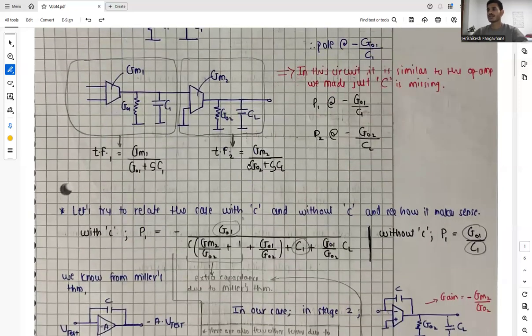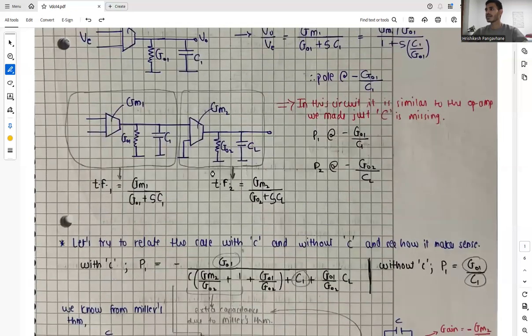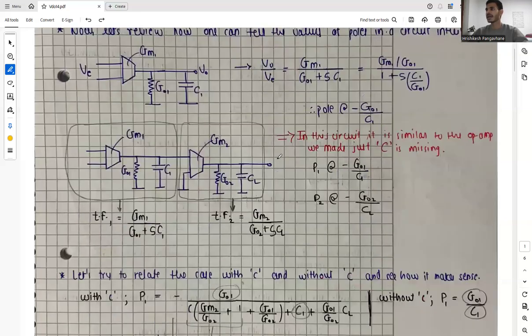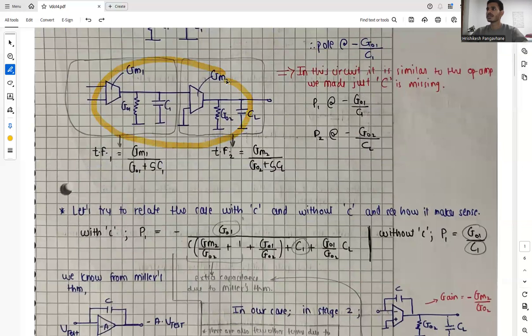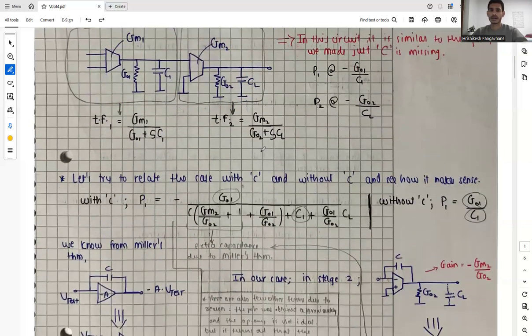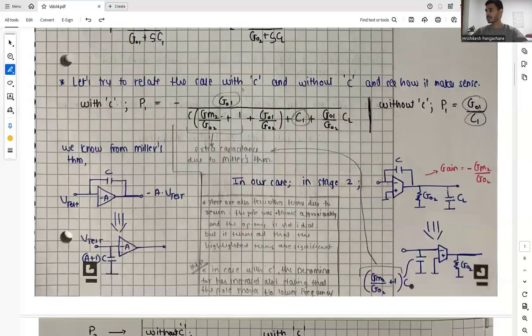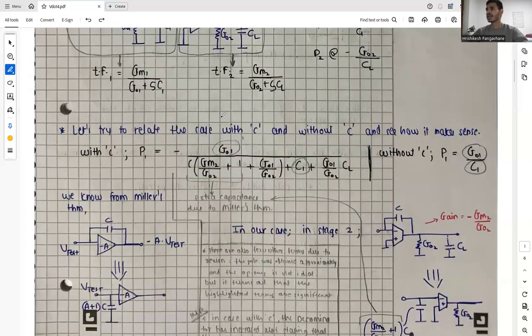And now let's try to relate the case where we had a circuit with C, for which we derived the pole values in our previous video. And let's take the circuit which is without C, and let's see what effect our poles have when an extra capacitor C is involved between two nodes. And for this, we need a term called Miller's theorem, or Miller's compensation for a capacitor. So let's talk about it.